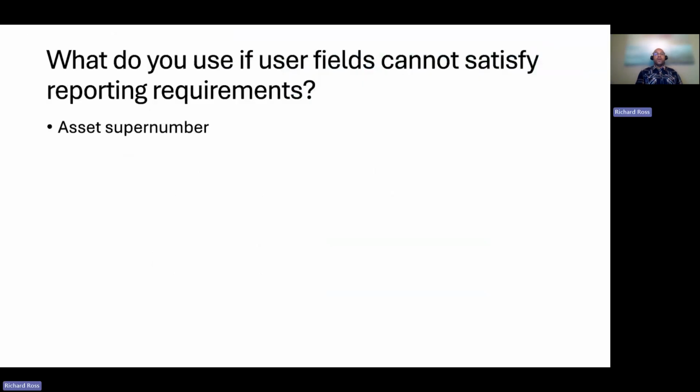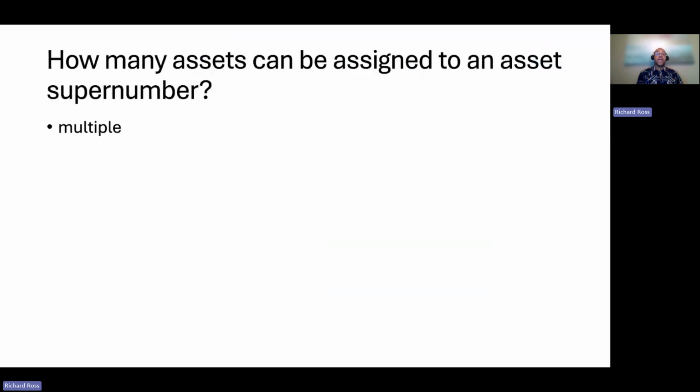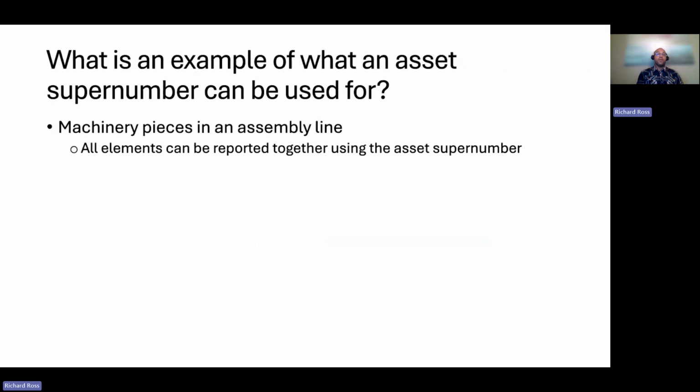So what do you do if user fields cannot satisfy reporting requirements? You use the asset supernumber. What is an asset supernumber? Another field that can be used to classify assets by user-defined fields for reporting purposes. How many assets can be assigned to an asset supernumber? Multiple.